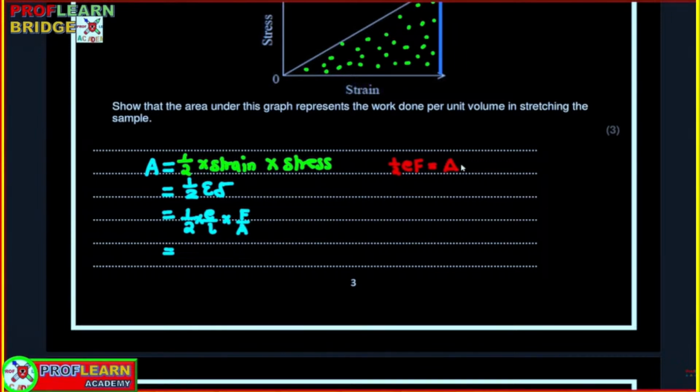Remember, work done in a spring is a half times extension times the force applied. This is the section for work done. And then we know that length times cross-section area gives us volume. Then you can say therefore area is equal to work done over volume, like that. So this is just a proof that the area represents the work done per unit volume.